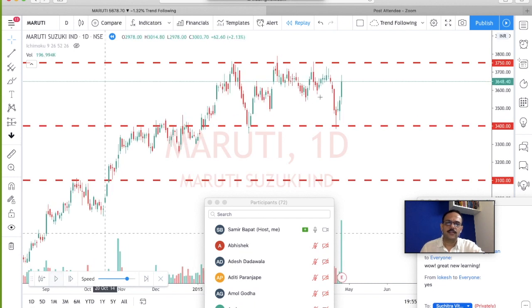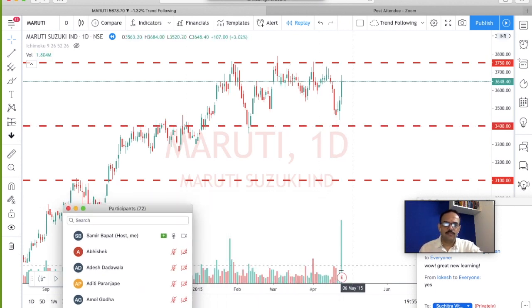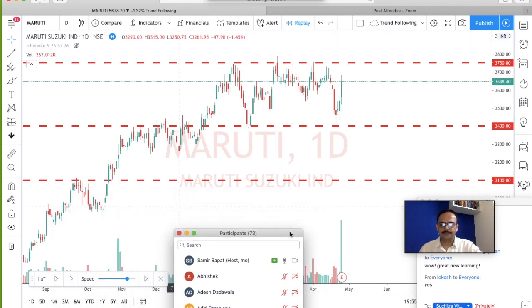Okay, so again see, this was the resistance, it went up, it came down, and again it took a support and started moving up. And you see the volume the next time: the first time maybe it was not sure, but the next time, even with an earnings date here, the volume went up, and it also took support here and went up. So okay, let's move forward.